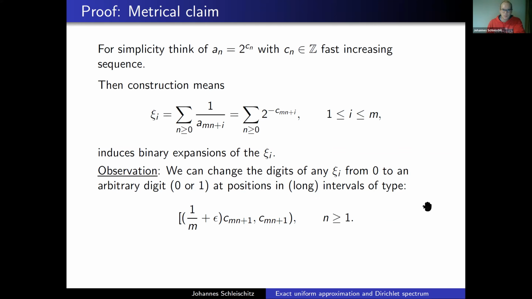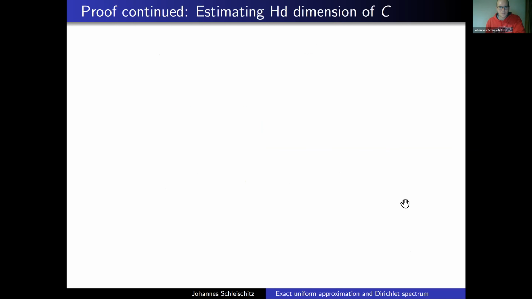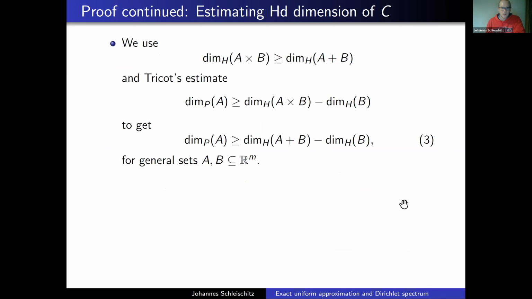And this variation will give me finally something. So it induces some Cantor type set within omega. Omega was the set that I started with. And now we only need to estimate the Cantor set's dimension, but we are talking about packing dimension, so I need something else. So for the estimate, I use this Tricot estimate, which is the last one, this 3. Okay, no, that's what follows from it, but that I really use.